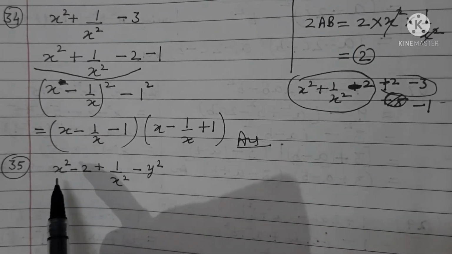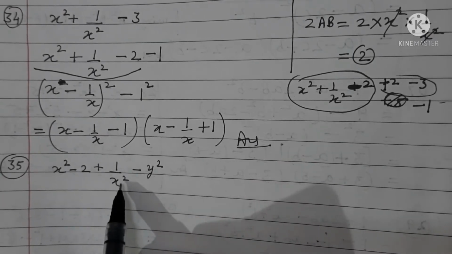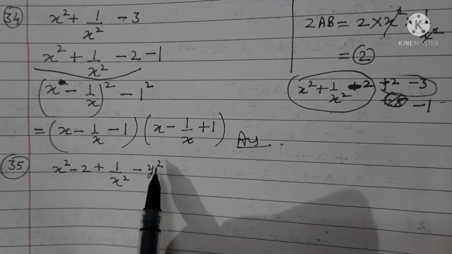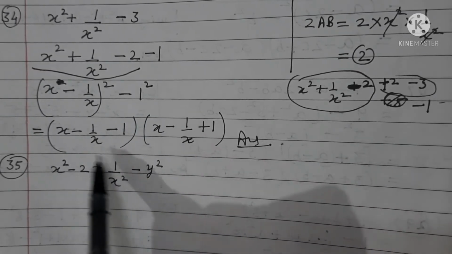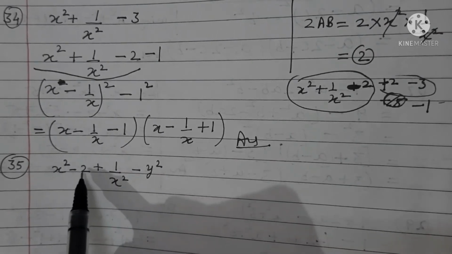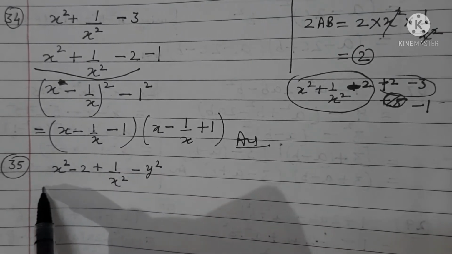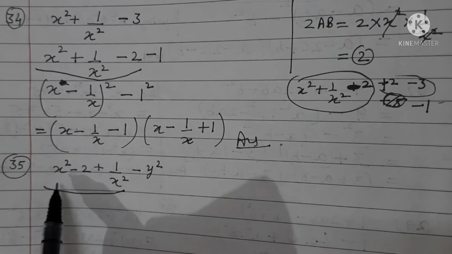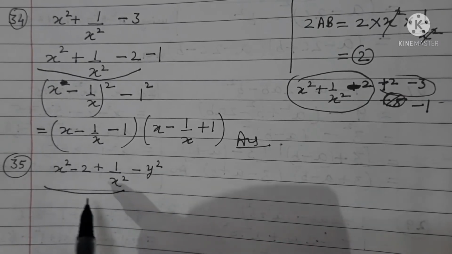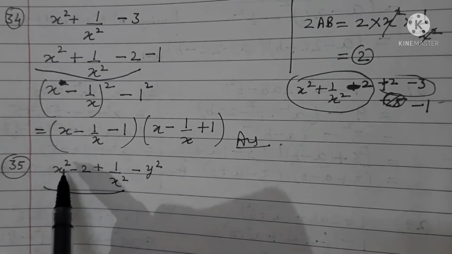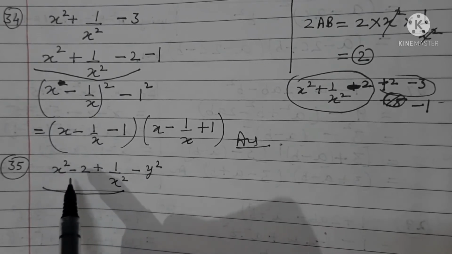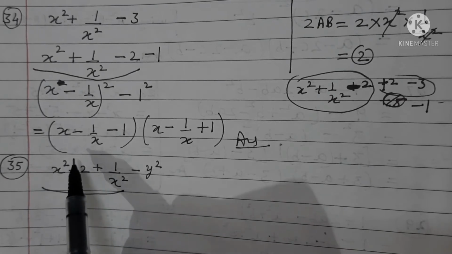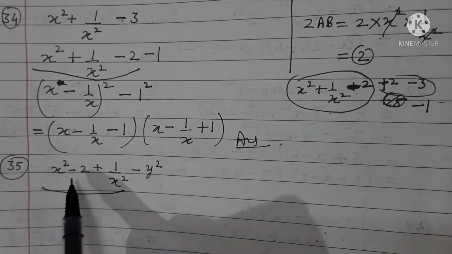See question number 35, x square minus 2 plus 1 upon x square minus y square. And what we did in question number 34 is given here already, minus 2. See these three terms, which square can you make? It means a square plus b square minus 2, a means x square and b means 1 upon x square cancel, only you will get minus 2.